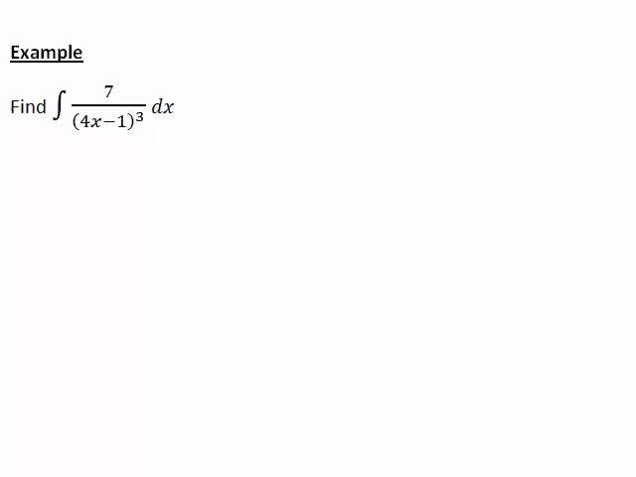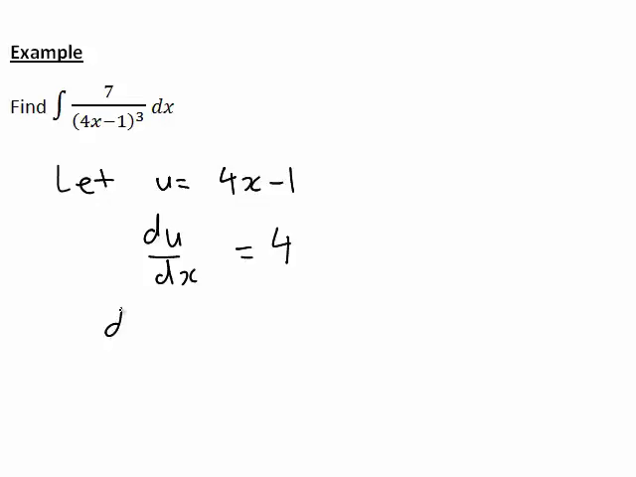So let's evaluate the integral of 7 divided by (4x minus 1) cubed with respect to x. So here we would then let u be equal to 4x minus 1. From there, to use substitution, we then work out du dx. As if we're going to rewrite 4x minus 1 in terms of u, we're also going to need to rewrite dx in terms of du. So du dx is equal to 4 here, so we can rearrange that to write du equals 4 dx. Therefore, dx is equal to a quarter du.